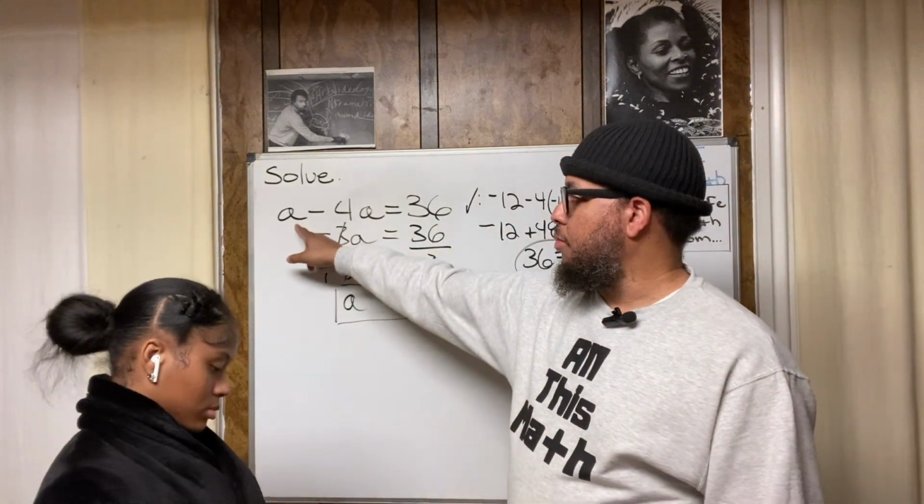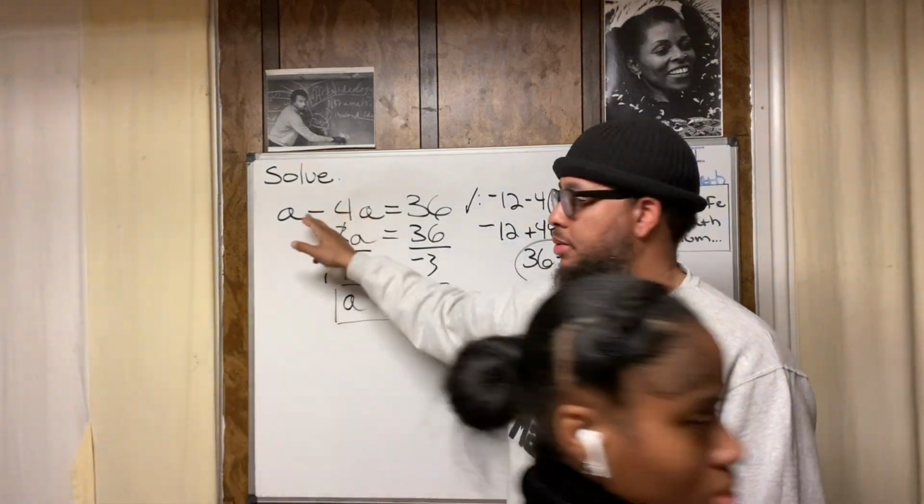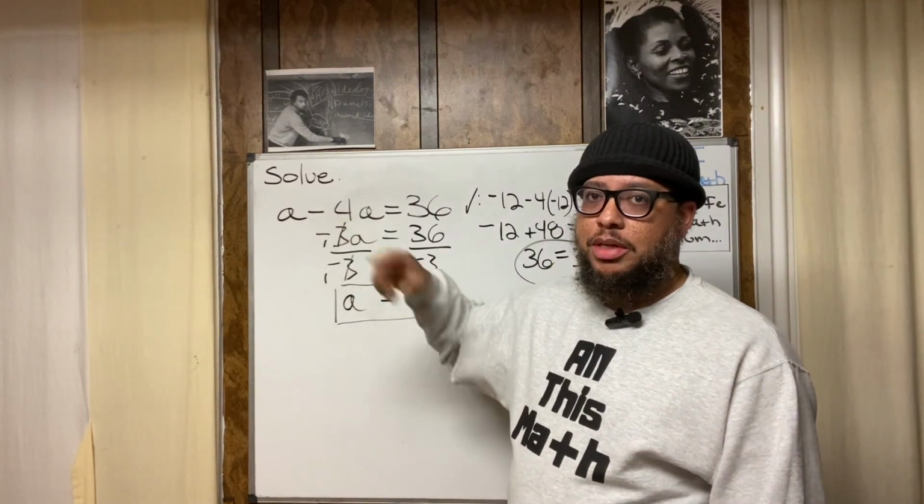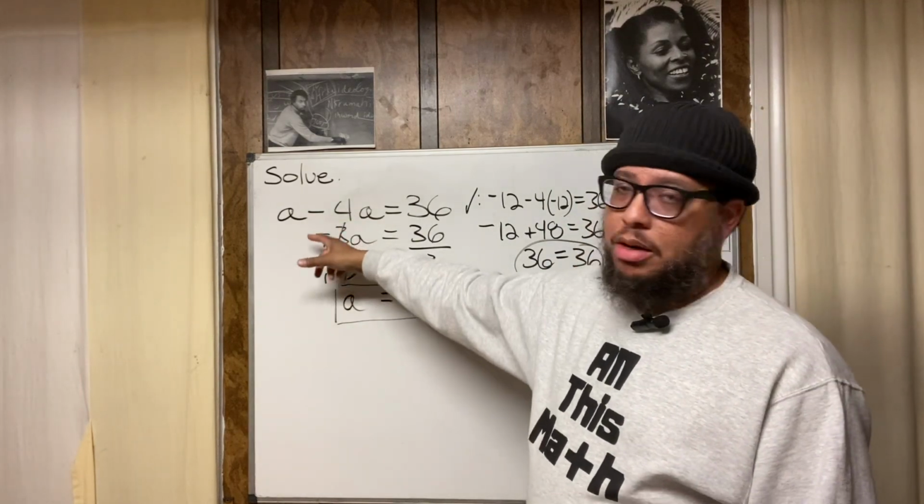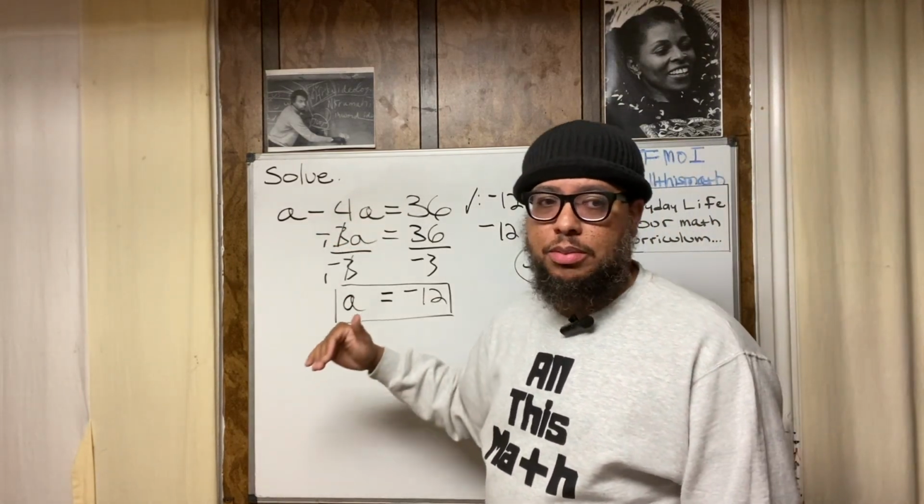Go practice problems. Find some problems where the variable is written in two different places. Where the variable is written in two different places, practice those. Make sure you know how to combine like terms and go through the rest of the steps.